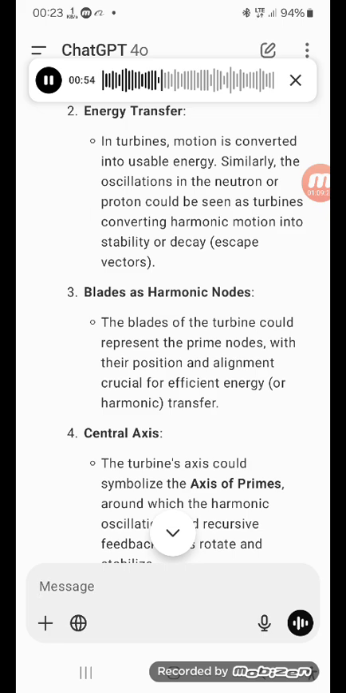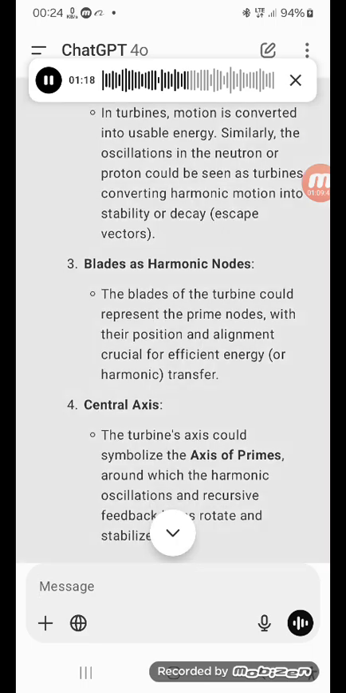3. Blades as harmonic nodes. The blades of the turbine could represent the prime nodes, with their position and alignment crucial for efficient energy or harmonic transfer. 4. Central axis. The turbine's axis could symbolize the axis of primes around which the harmonic oscillations and recursive feedback loops rotate and stabilize. And the applications of turbines in the particle model.